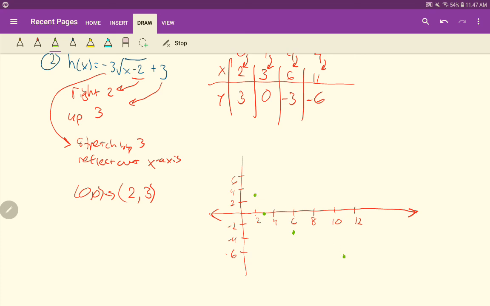And again, that's our starting point, right? That's where that 2, 3 is right there. So we'll start here and then just connect the dots on through. And again, draw an arrow. Do not draw an arrow here, right? It starts there. And there's your graph.